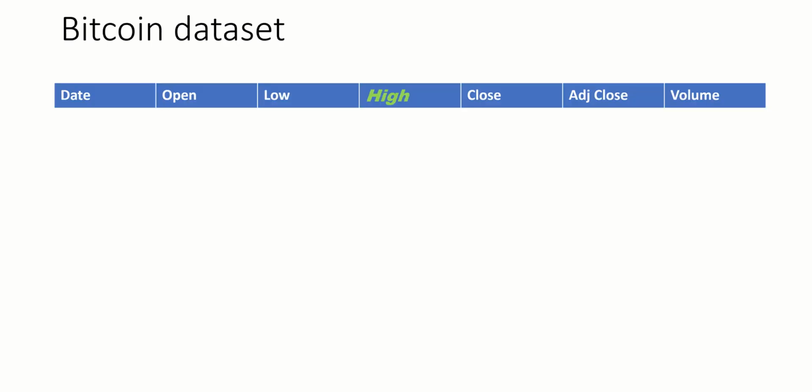The data set we're going to look at has a date, an opening price, a low for that day, a high for that day, and we're going to be predicting the high price. That's why I highlighted that in green. It also has the close, the adjusted close, and the total volume of the transactions. So without further ado, let's get right into it.